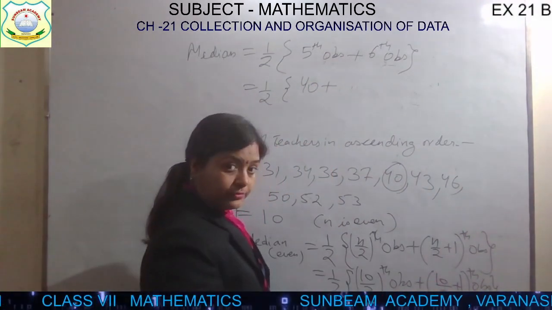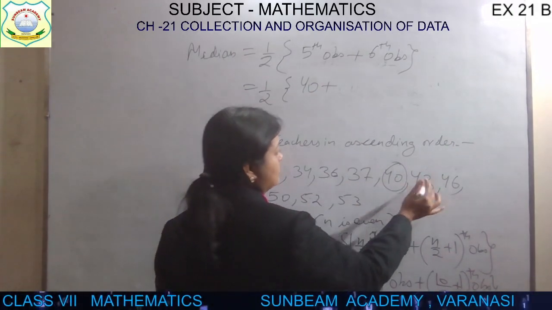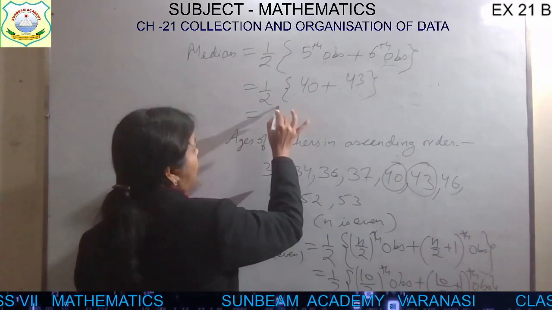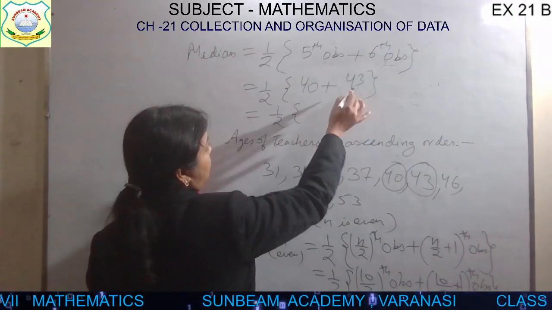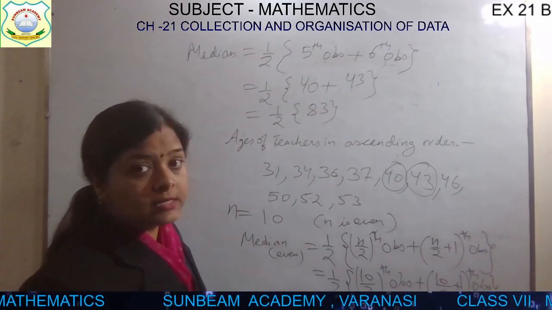Next after 5th, no? The 6th will come after the 5th. First, second, third, fourth, 5th, and then this is the 6th observation. So 43. Now we will calculate half of 40 plus 43, which is 83.